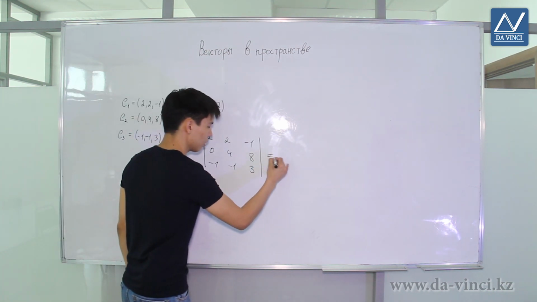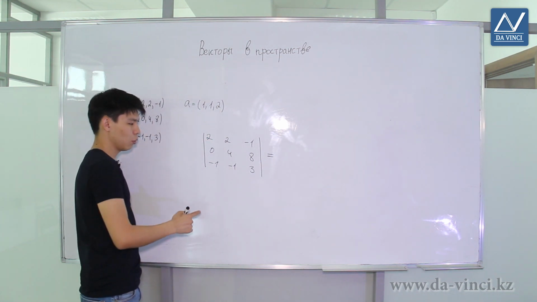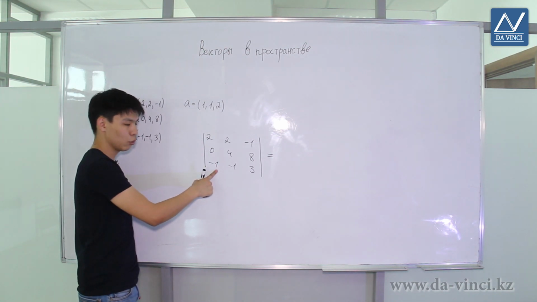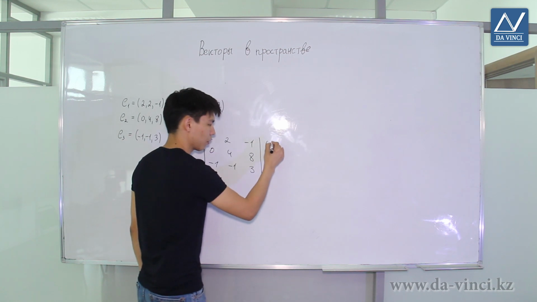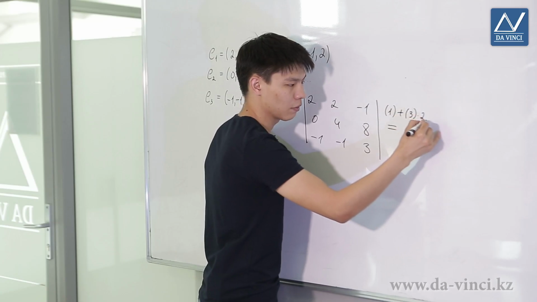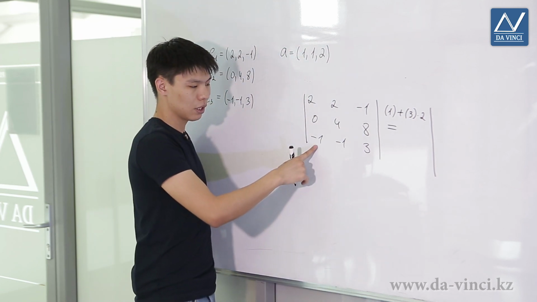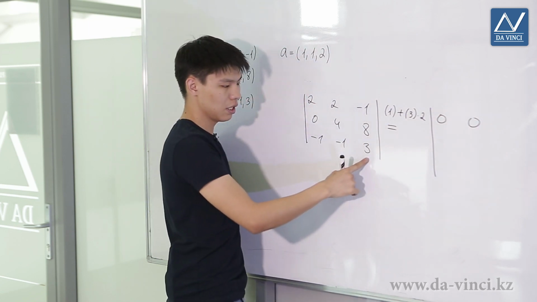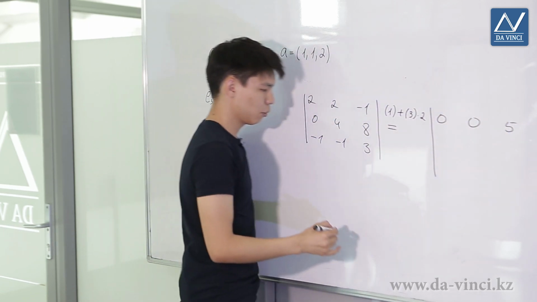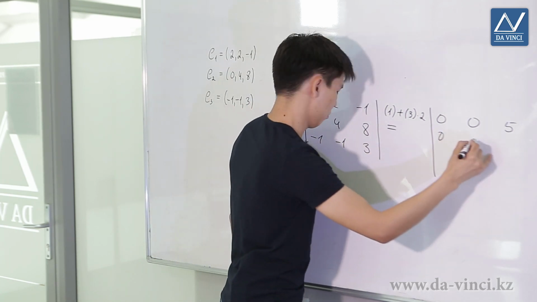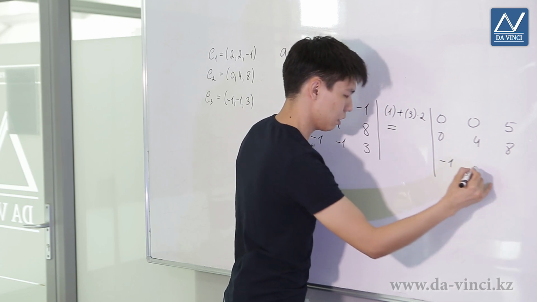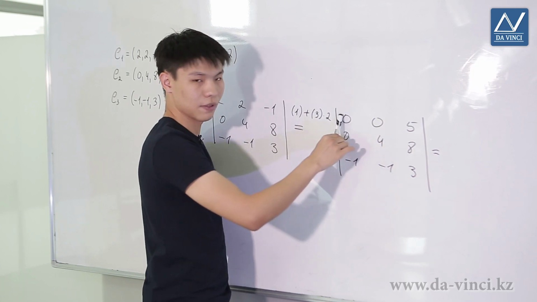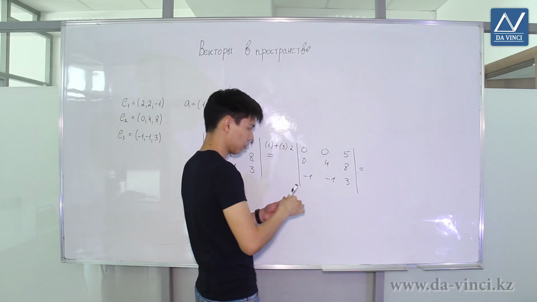Let's calculate it. We can use different methods, and we can simplify it a bit. For example, add the third row multiplied by 2 to the first row. What will we get? Minus 1 multiplied by 2 is minus 2 plus 2 equals 0. And there will be 0. There will be 6 plus minus 1 equals 5. And we got 0, 0, 5. Let's leave this row as it is: 0, 4, 8. And we leave minus 1, 3 as well. Now we have two zeros in this row. We can decompose it into elements of this line. There will be 0, 0, and 5.